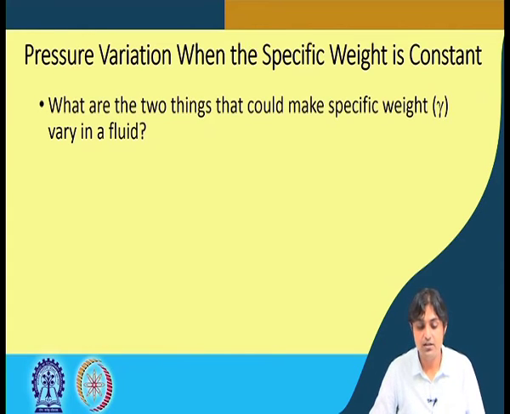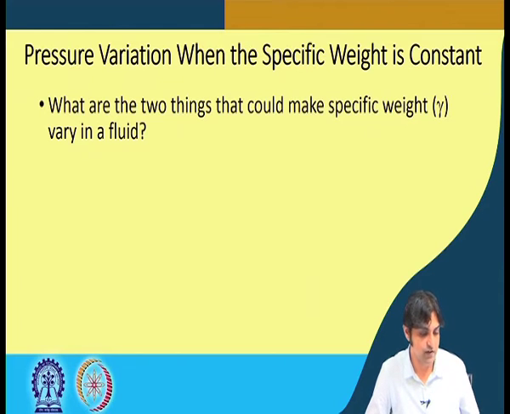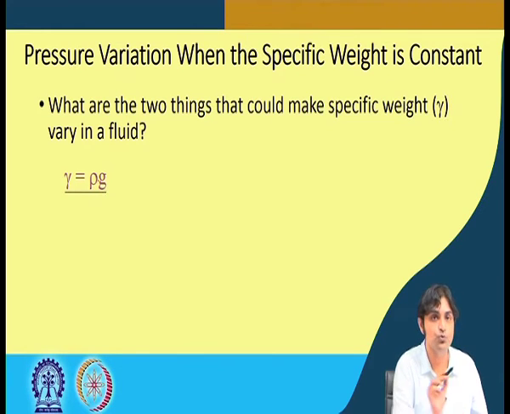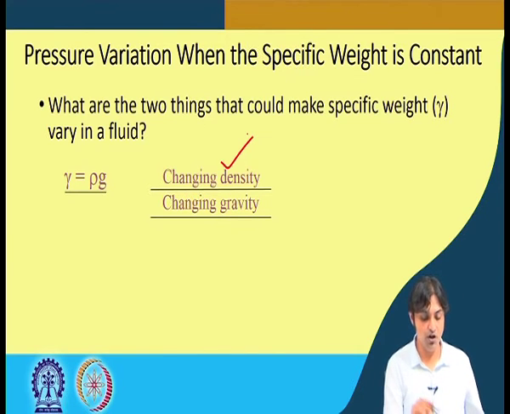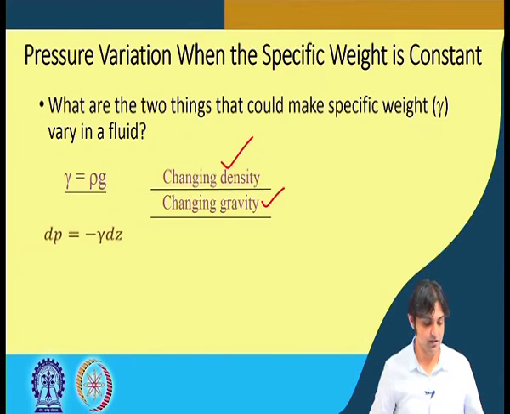What are the two things that could make specific weight gamma vary in a fluid? That is very simple, because gamma you already know, gamma is written as rho into g. So the two things are if the density is changing or if the gravity is changing. That can happen if you go to higher elevations, where both can be affected. If you go from one latitude to another, you might have read in your physics class that gravity might be a little different, not very different, but we must consider all those cases.